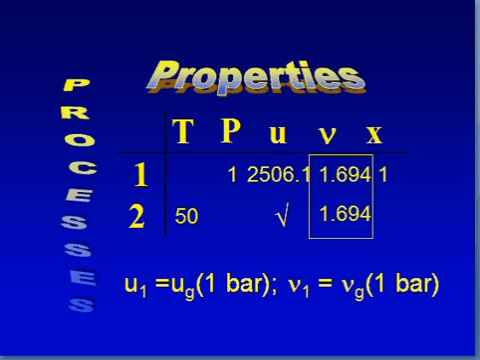I like to draw a little box around my process relationship sometimes so I can see that once I calculate V, filling in the numbers, V is equal to 1.694 at 1, also at 2, so you can see that I can calculate U. You were told that U1 is a saturated vapor, so UG at 1 bar is 2506.1. And I can calculate V1 also.